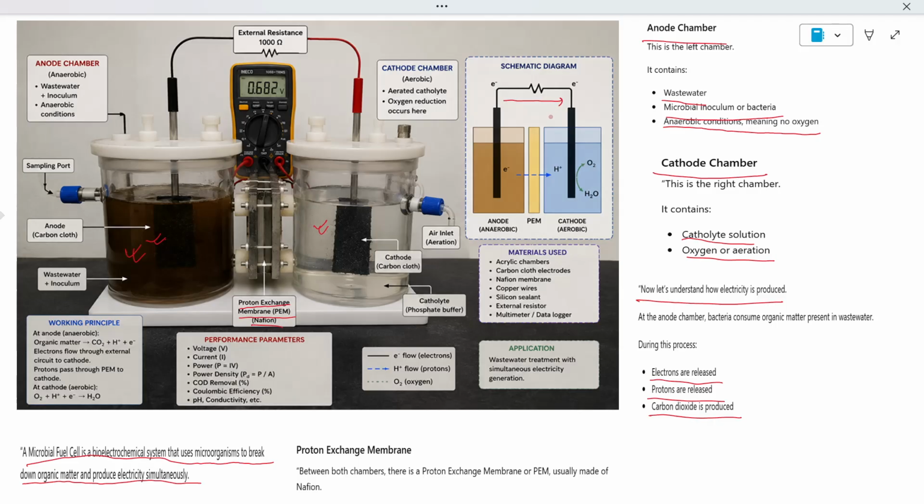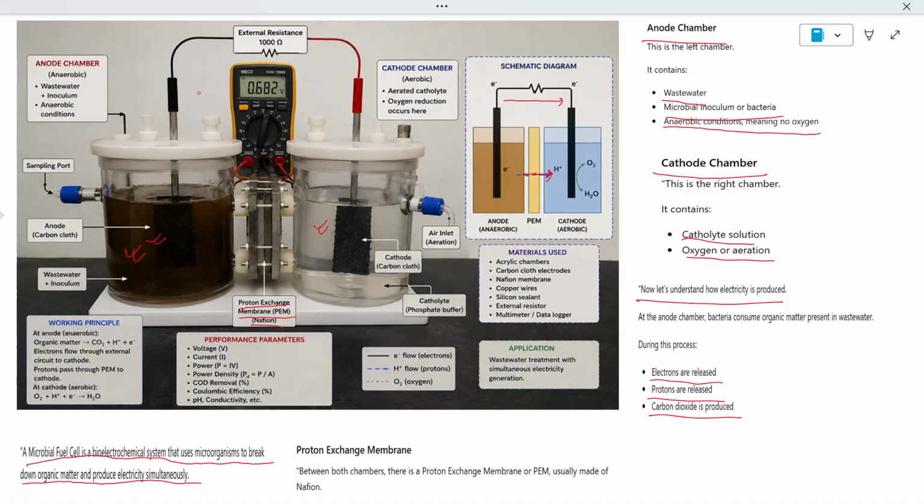At the same time, the protons move through the proton exchange membrane toward the cathode chamber. In the cathode chamber, oxygen combines with electrons and protons to form water. The overall process converts chemical energy from wastewater into electrical energy.